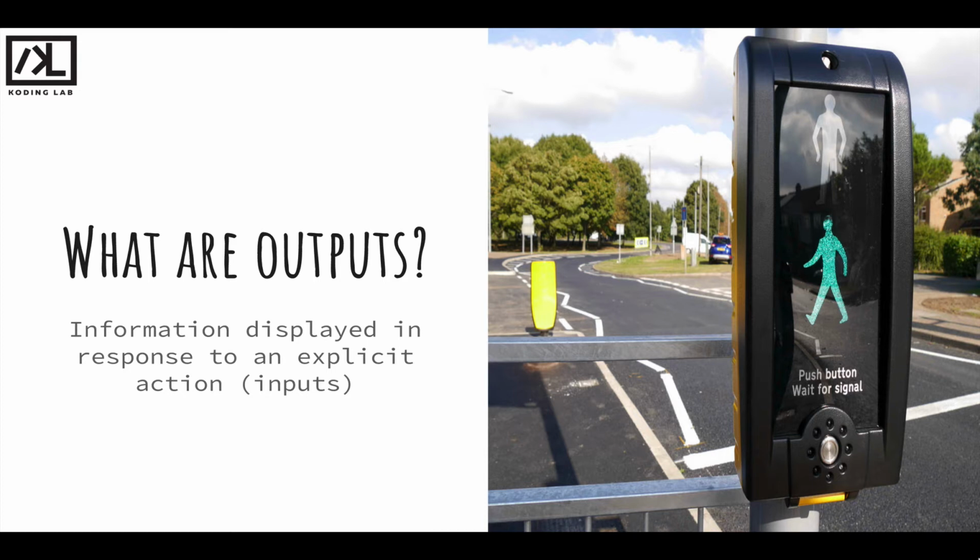And so the example here is if I'm wanting to cross the road, I need to indicate to the traffic signaling system that I'd like to cross the road. And I do that by explicitly eliciting an action, in this case, pressing a button. That indicates to the traffic signaling system that there is a person wanting to cross the road, some type of processing happens, and then finally the traffic signaling system will produce an output, in this case the green walking person, letting me know that it's time to cross the road.